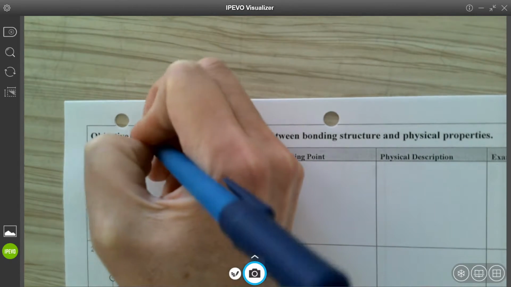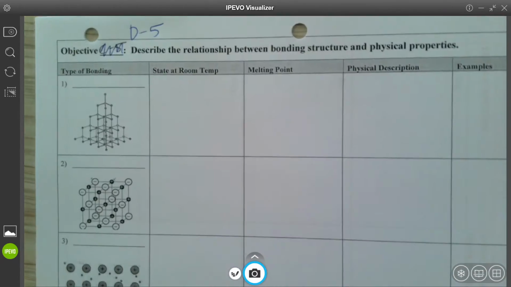All right, so this should be D5, not C5.